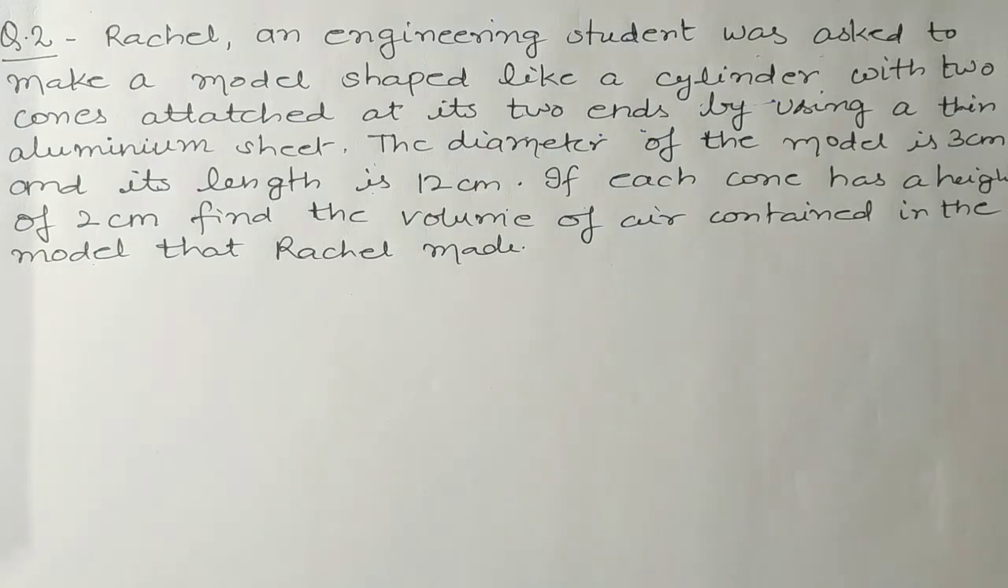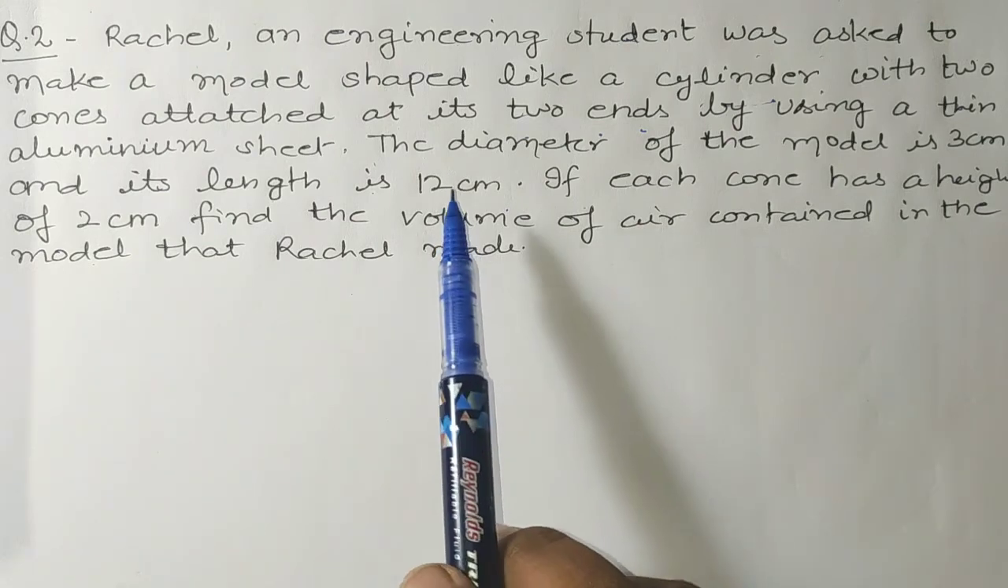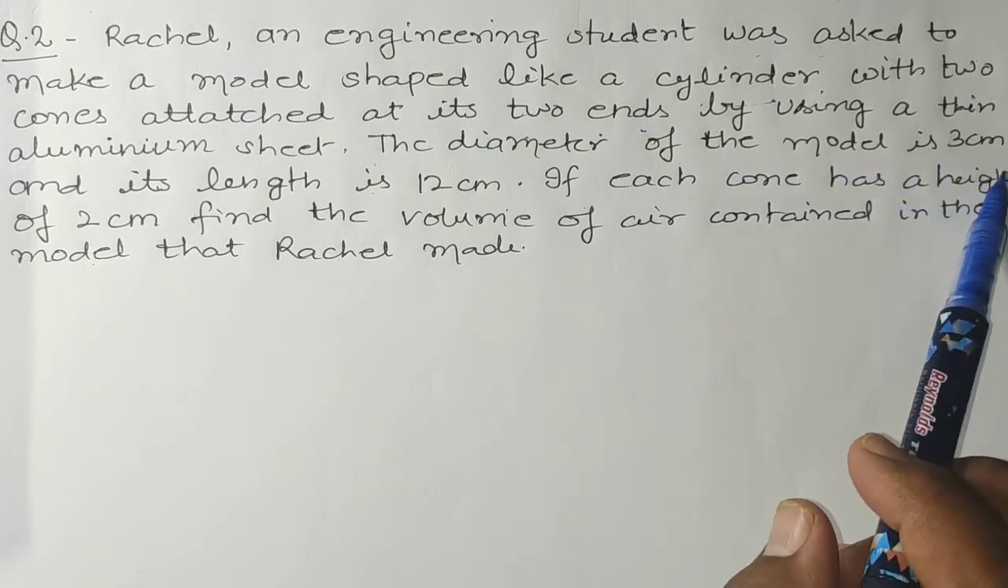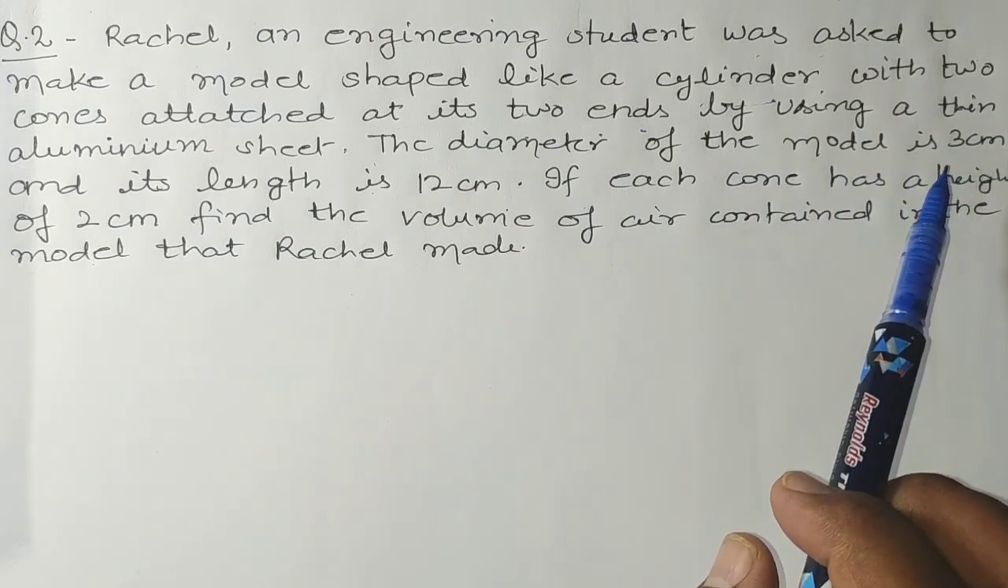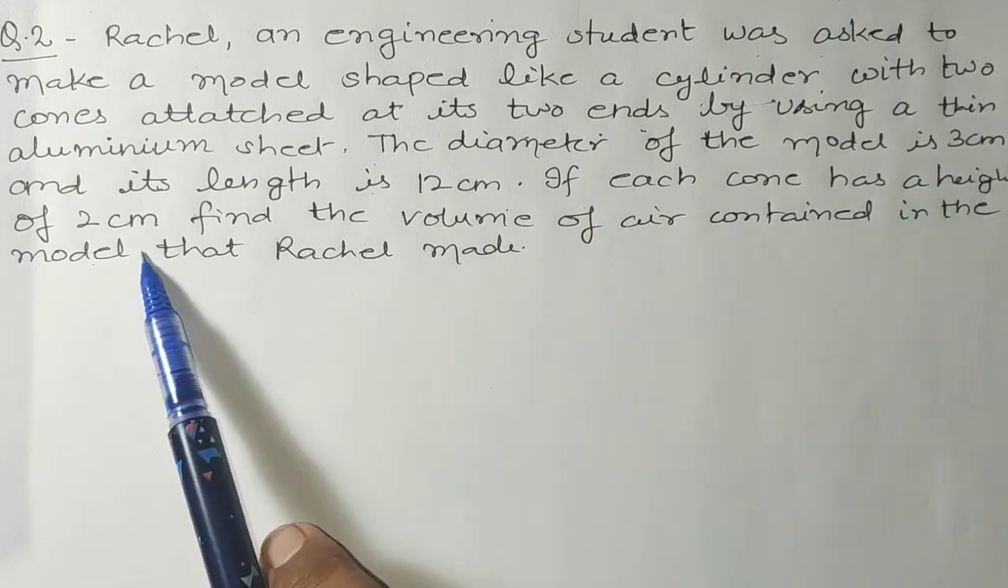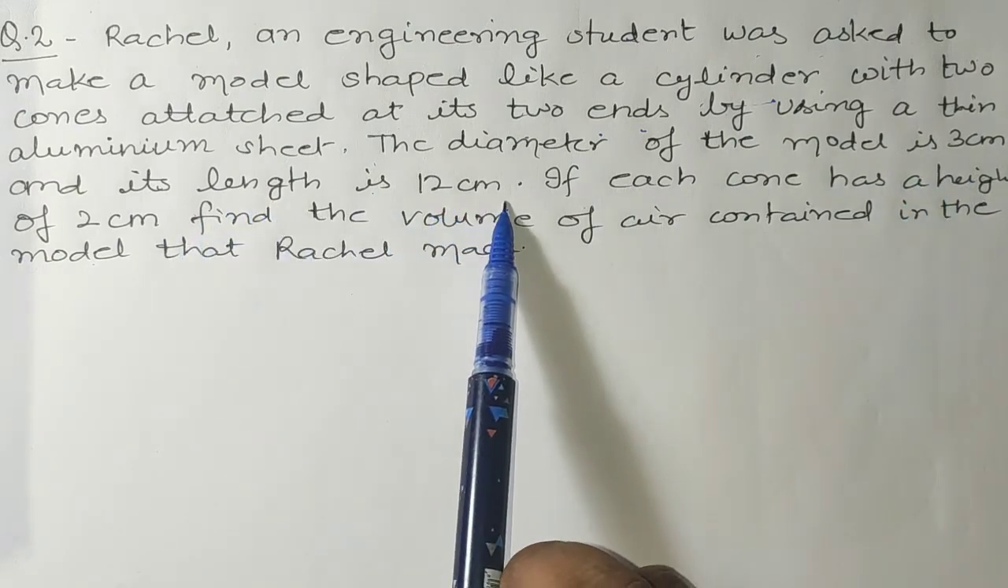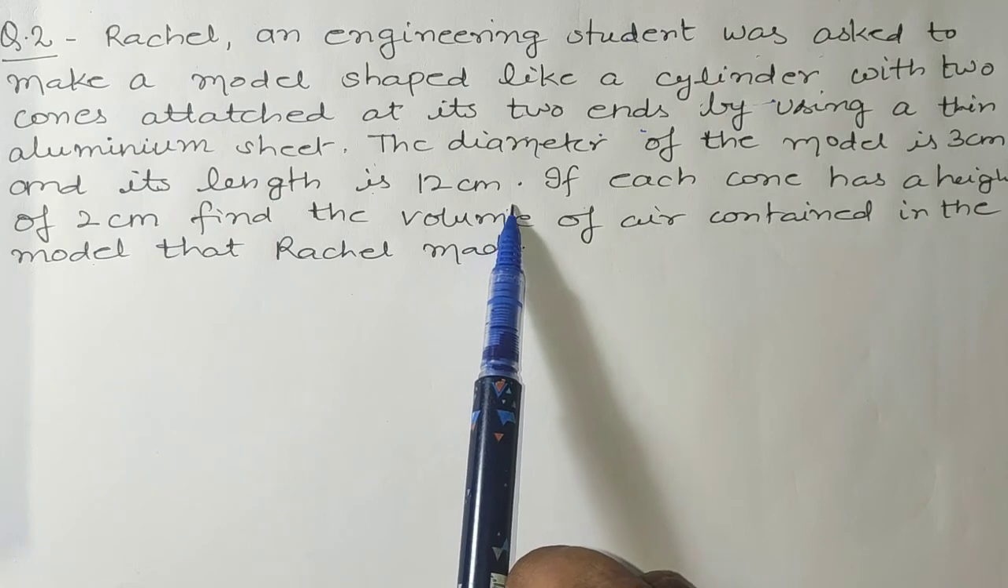So basically there is a cylinder and at the ends of the cylinder two cones will be there. What else is given? The diameter of the model is 3 centimeter, means the diameter of the cylinder is 3 centimeter and its length is 12 centimeter. Total length will be 12.